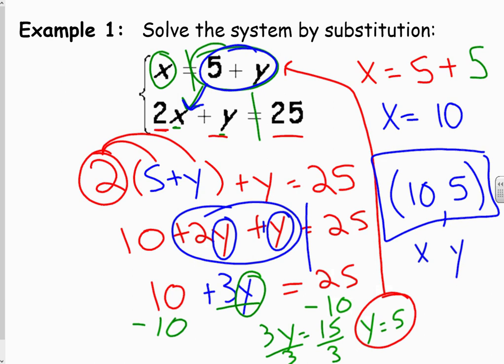Notice if I had graphed that, that would be really, really far up. Here is where they cross. So sometimes solving it algebraically can be a bit of a shortcut if it would take too long to graph. Again, where those two lines would cross would be at (10, 5).